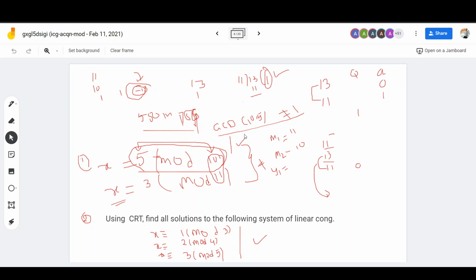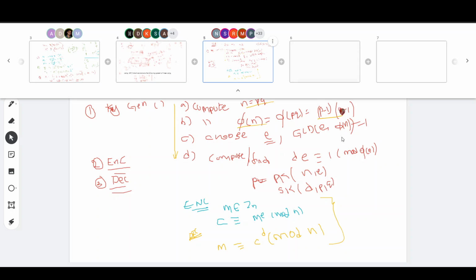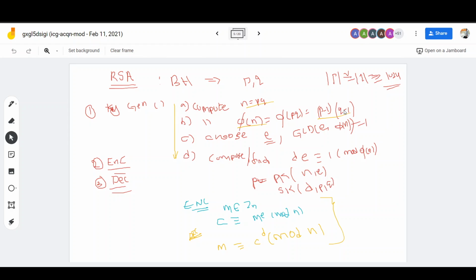So in tomorrow's class, again we will learn this particular algorithm and try to solve some problems on this. You need to understand only a few things here. The RSA algorithm has just 3 sub-algorithms: a key generation algorithm, an encryption algorithm, and a decryption algorithm. In the key generation algorithm, we have 4 steps. You need to remember that. Compute n equal to PQ, compute phi of n, which is equal to P minus 1 into Q minus 1. Then we choose E such that GCD of E comma phi of n is equal to 1.